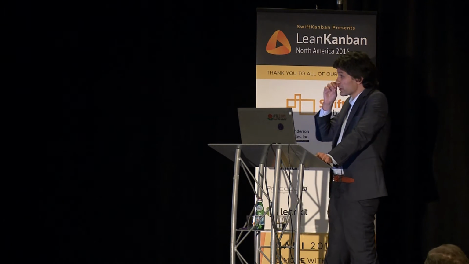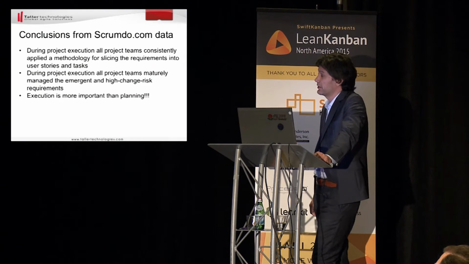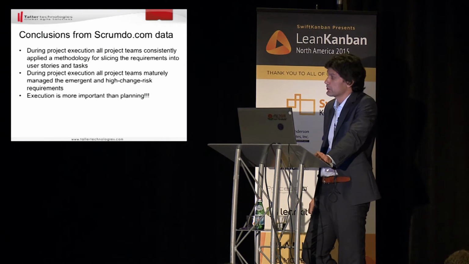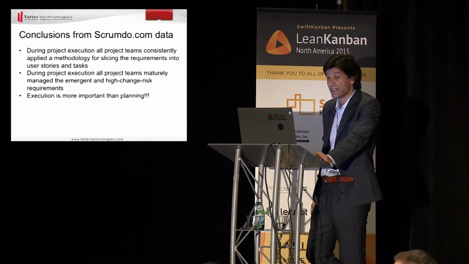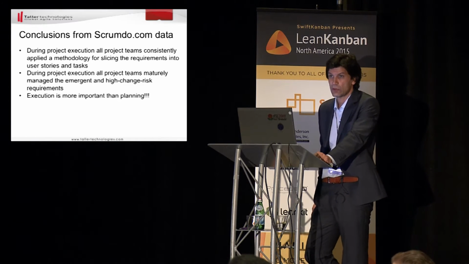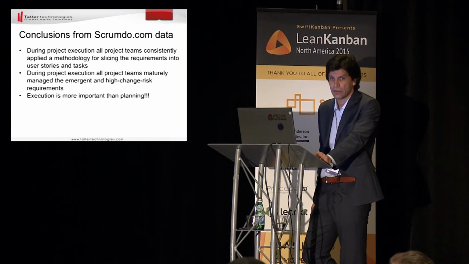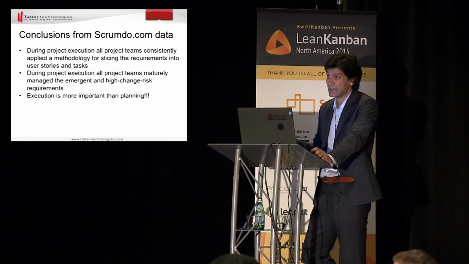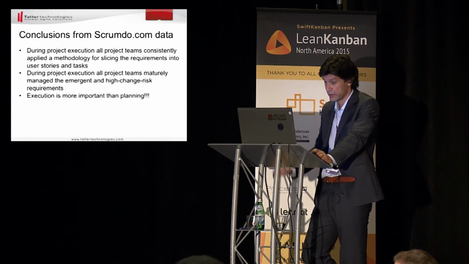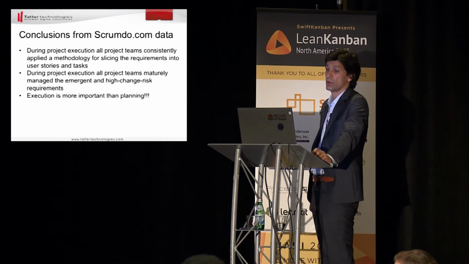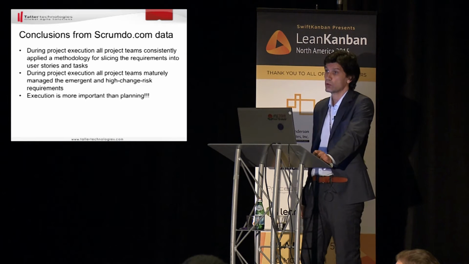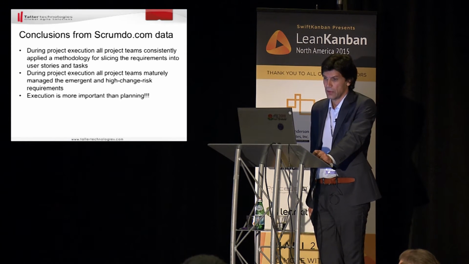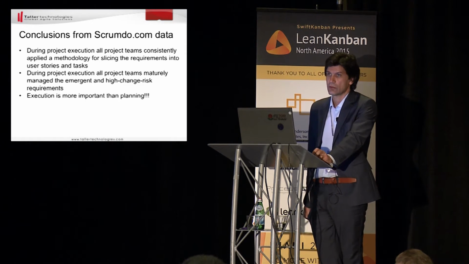And here are the conclusions from the results. I read them through because it's important. The conclusion is that during project execution, all project teams, and these are different teams, they don't belong to the same company or anything like that, they are different, selected at random. That's very important. They were selected at random. During project execution, all project teams consistently applied a methodology. We don't know what, for slicing the requirements into user stories and tasks.